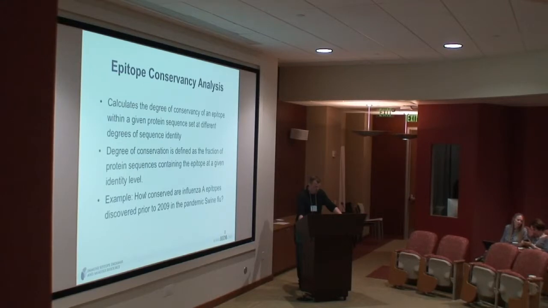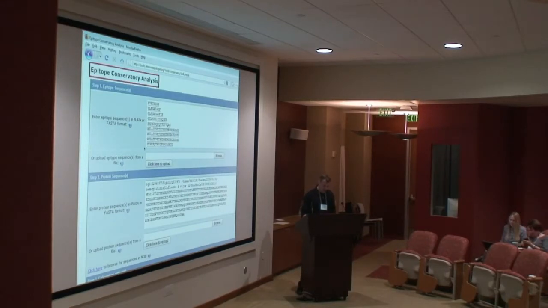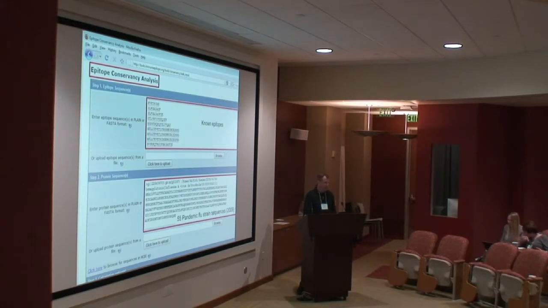We use this here as an example, and that's one of the reasons why we developed this and put it on the website: when the swine flu pandemic came out in 2009, one of the questions that came up was whether the T cell epitopes that had been defined before 2009 would be recognized again in these new swine flu sequences. So this is the tool, and we put in known epitopes that were mapped prior to the 2009 pandemic, then added 55 different pandemic flu strains that were available at that point. The question was essentially, can we find these epitopes in these different flu sequences?